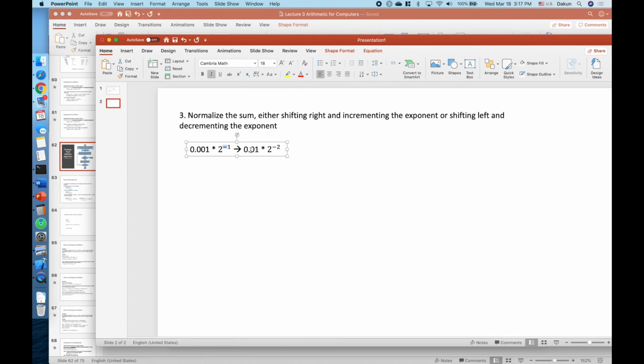So we first shift left 1 bit and decrement the exponent, and since the left side is still not a 1, we should shift again. After shifting, since it is still not a 1, we should shift one more time. Now we have this normalized number. The normalized number means the left side digit must be a 1. It has no leading zeros.